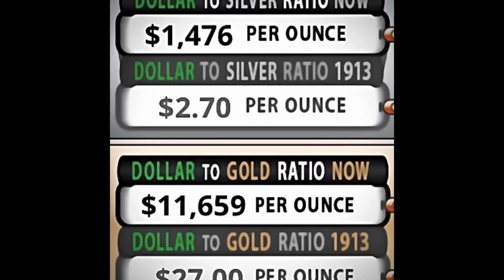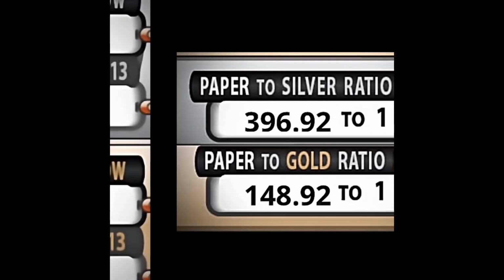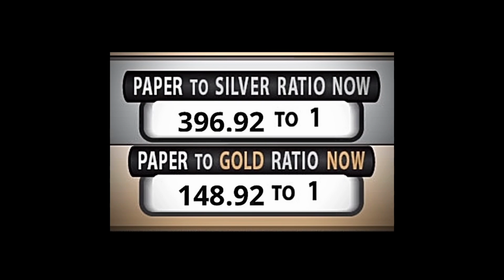Your first thing to look at here is the dollar to silver ratio. What they're saying on the debt clock is that per ounce in today's money, silver is worth $1,476 per ounce, and they compare it to 1913, where silver was $2.70 per ounce. Gold is a very similar situation. In today's money, gold is worth $11,659, compared to 1913, where it was worth $27 per ounce.